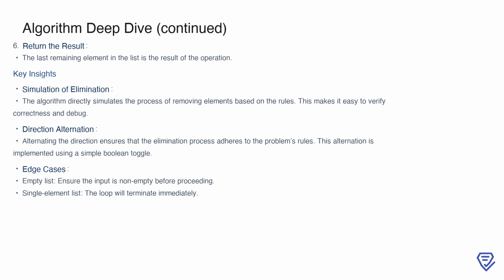For example, if the input list is empty, the function should handle this gracefully by verifying the input before proceeding. Similarly, if the input contains only a single element, the loop will terminate immediately, returning that element as the result without any further processing. These considerations ensure the robustness and correctness of the solution.